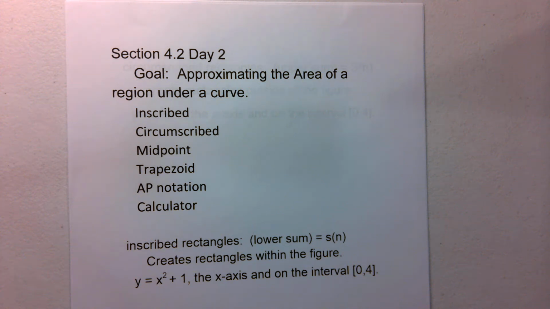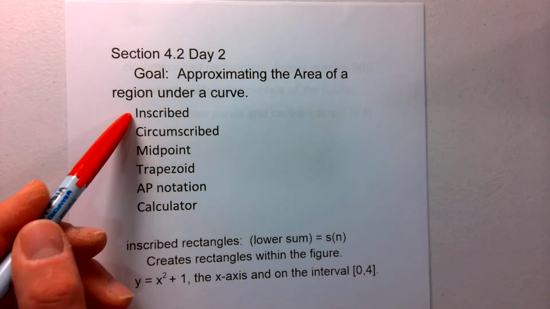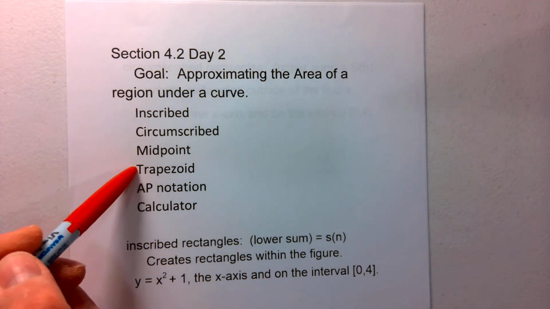All right, welcome back. We're going to look at day 2 of section 4.2, and today we're going to take a step back and think about our geometry days and some formulas that we had from geometry and approximate the area of a region under a curve. We're going to look at 4 different methods: the inscribed, circumscribed, midpoint, and trapezoid method.